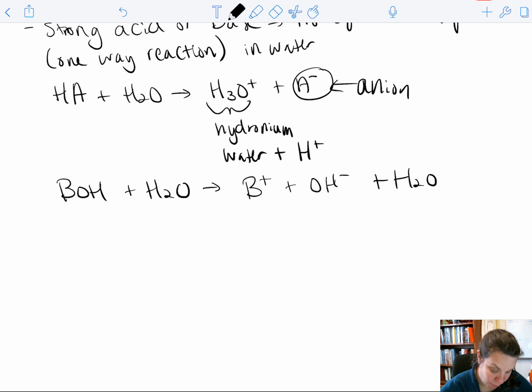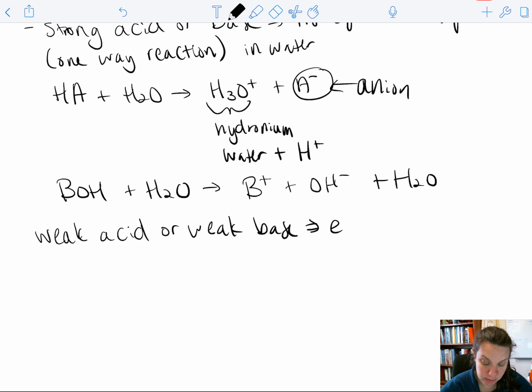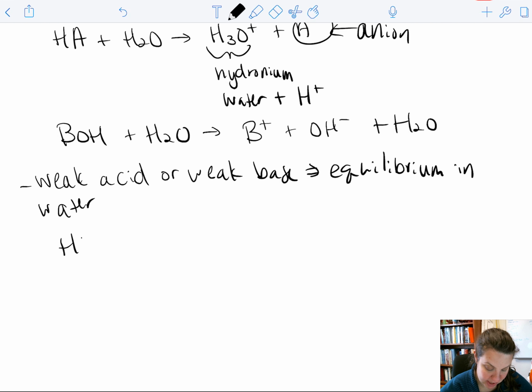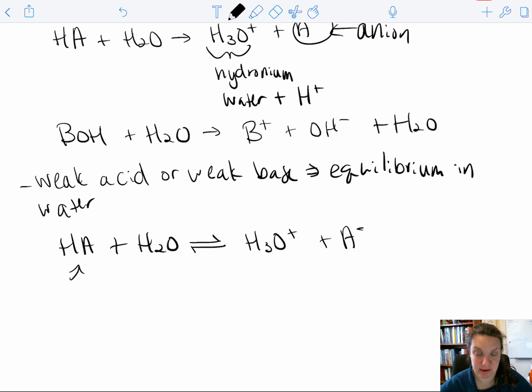Now, with a weak acid or weak base, we get an equilibrium in water. So we have the same idea, this HA plus water. We now have our equilibrium arrow, and we still have the same products. This is just based on the strength of this acid.